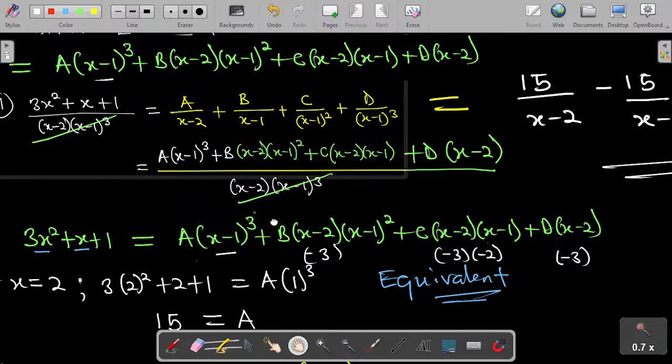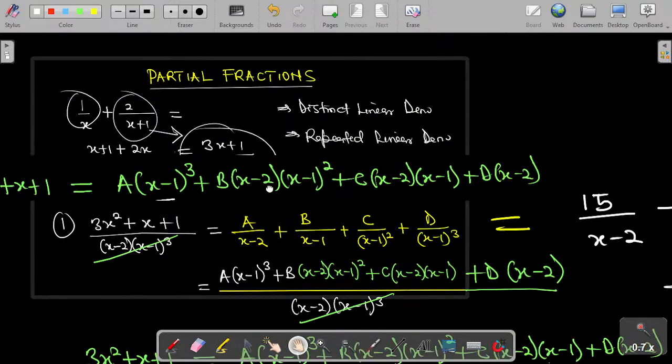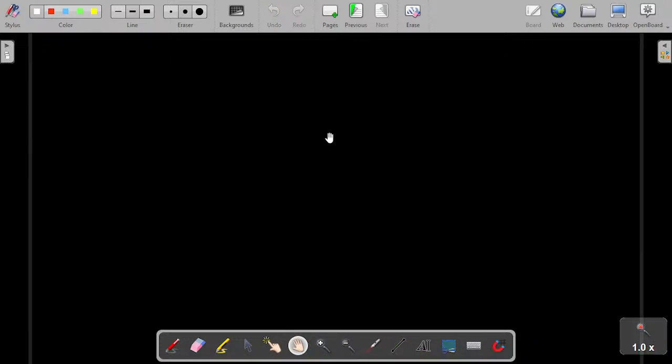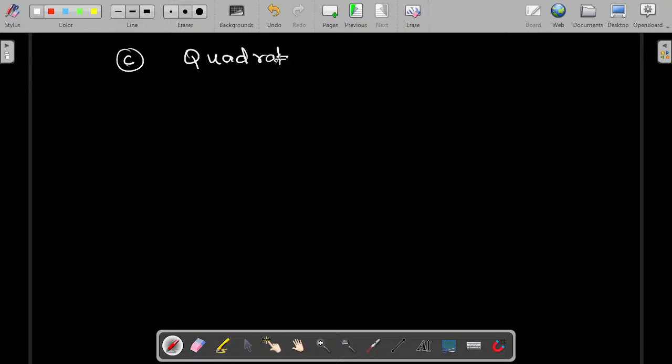So we will now try to look at the next type of partial fractions. But if there is any question, you can let me know. And what is the next type? That is when you have quadratic roots. Okay, so that's the C. Remember I said that the quadratic denominator, just as you have under linear, can be repeated or distinct. So for this one, we are looking at distinct quadratic denominators.